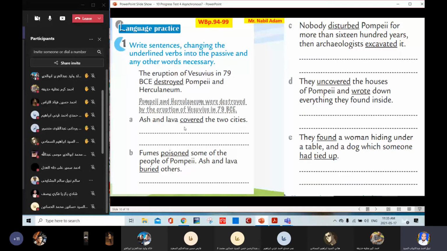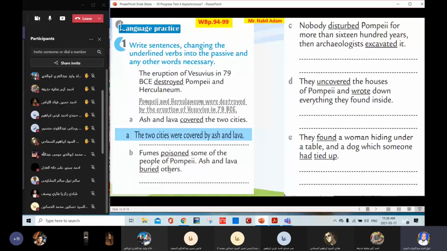Begin with the two cities. Ash and lava covered the two cities. Begin with the two cities. هاني السيد. The two cities were covered by ash and lava. Very good, thank you.